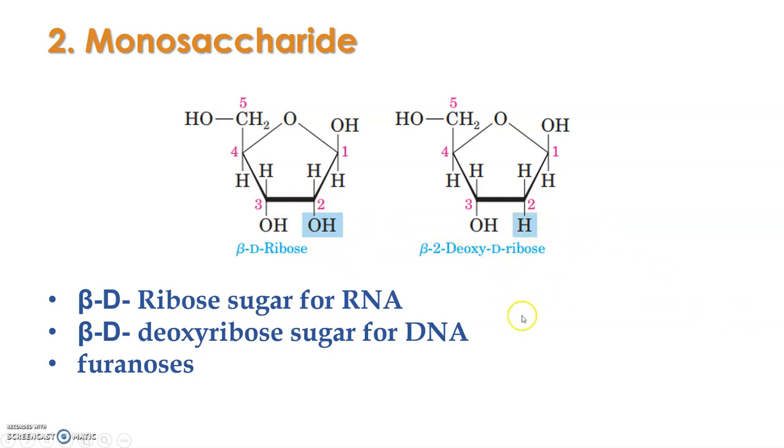If it has no OH, this is a deoxy sugar. Deoxy, meaning the oxygen is gone. So that's why DNA is deoxyribonucleic acid, while your RNA is ribonucleic acid. Both of them are beta sugars, beta anomers, and they are furanoses. Furan ring, or they have five. This is a five-membered ring: 1, 2, 3, 4, 5.